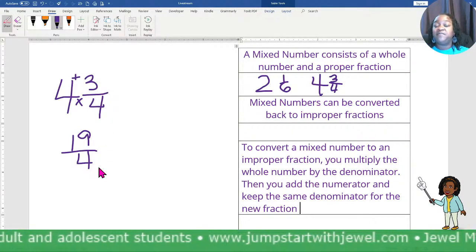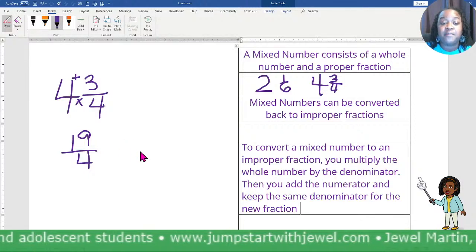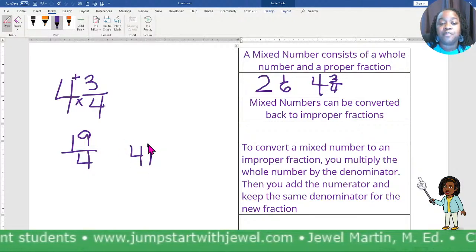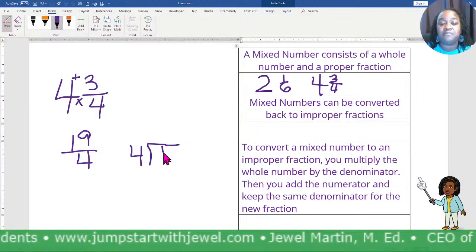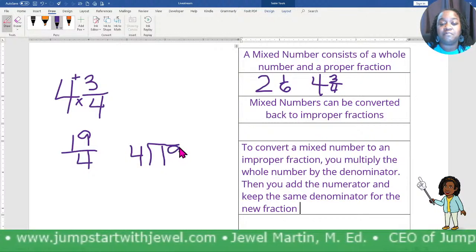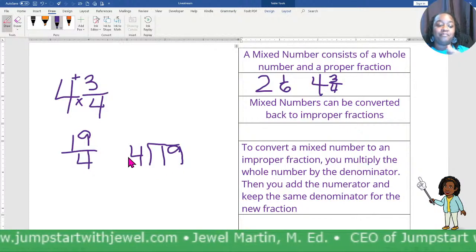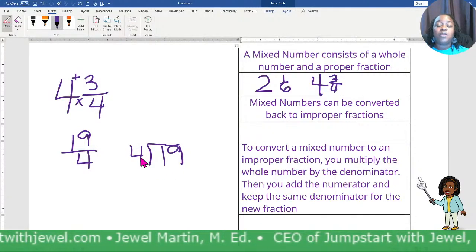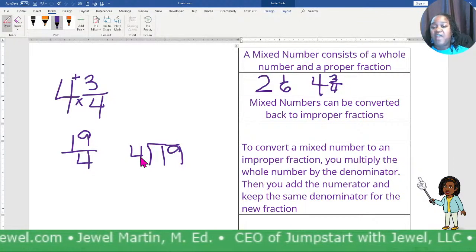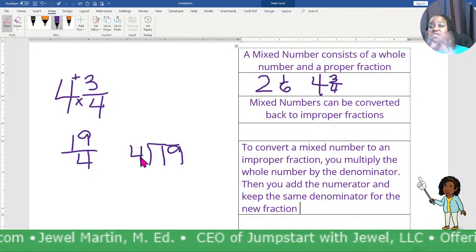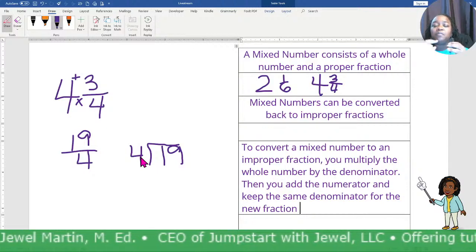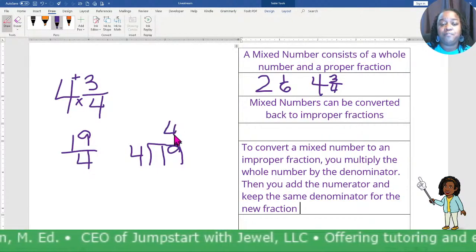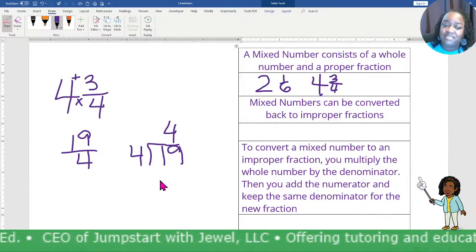Now, if we wanted to convert it back to a mixed number, we do our division. 4 divided into 19. How many groups of 4 can I make? If I have 19 pencils and I want to put them in groups of 4, how many groups can I make? It's 4, right? Because 4 times 4 is 16.